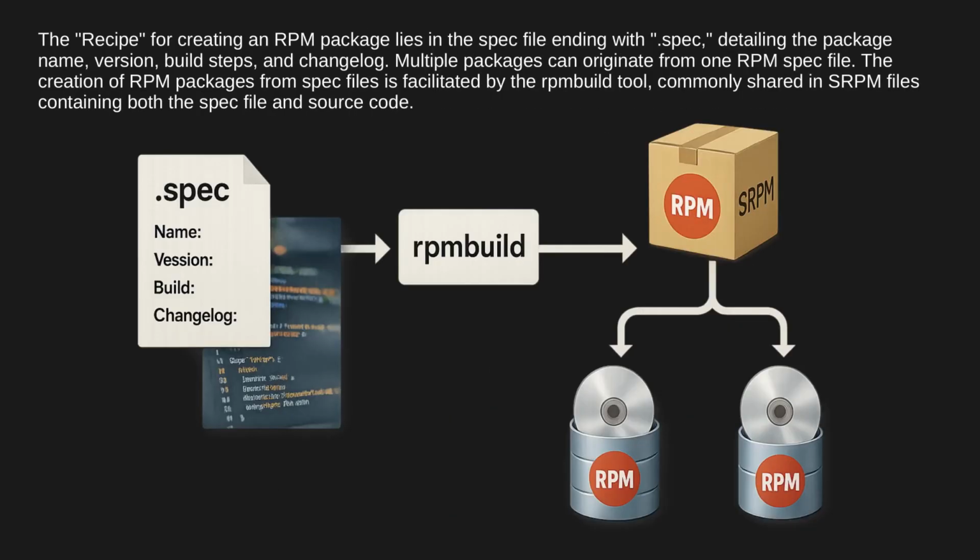The recipe for creating an RPM package lies in the spec file ending with .spec, detailing the package name, version, build steps, and changelog. Multiple packages can originate from one RPM spec file. The creation of RPM packages from spec files is facilitated by the rpmbuild tool, commonly shared in SRPM files containing both the spec file and source code.